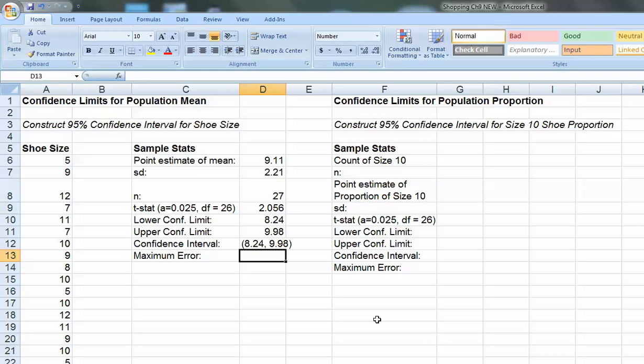Okay, so again, the equation that created my 8.24 and my 9.98 was fairly simple. It's the one in the very center of figure 9.2. That's the one we need to know. I won't say more than that.